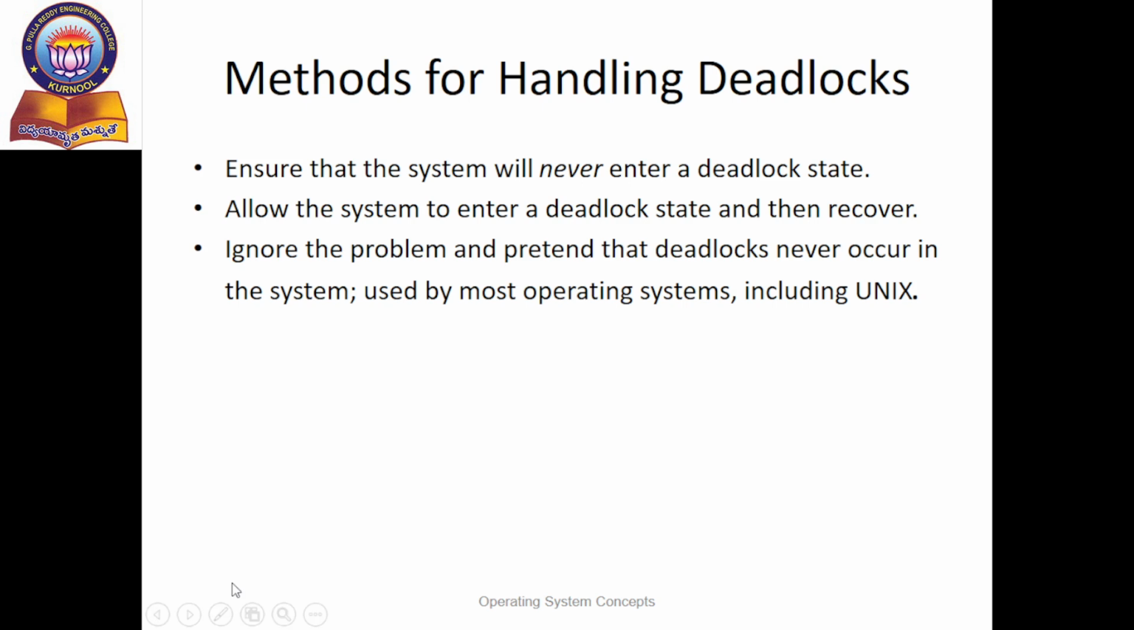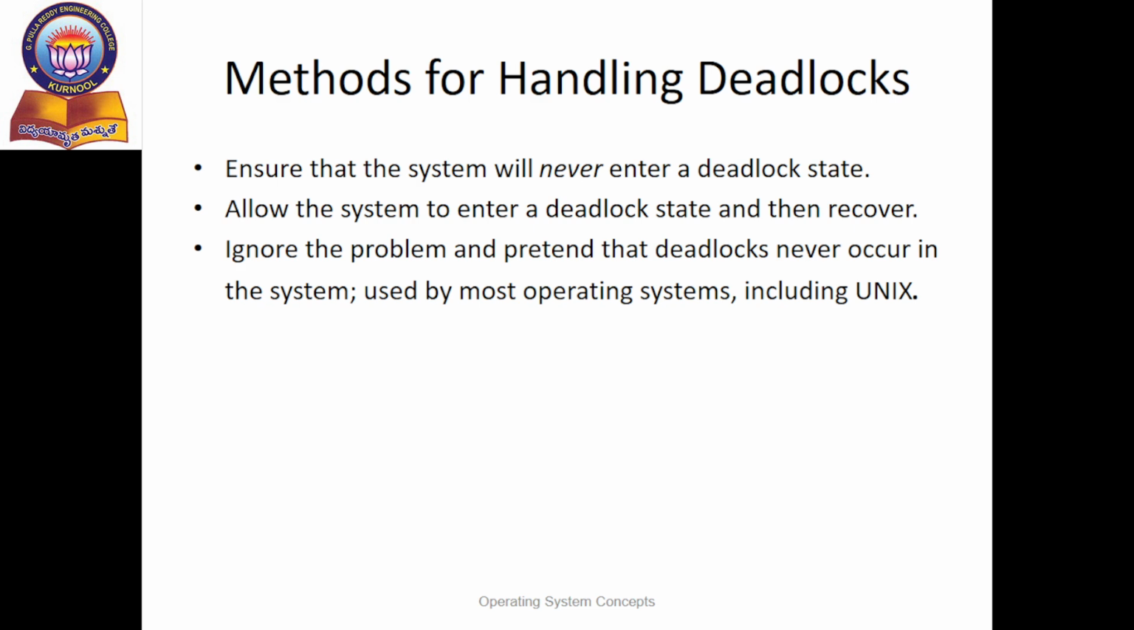Finally, we have methods for handling deadlocks. What are the solutions? We have 4 handling techniques. The first one is deadlock prevention, the second one is deadlock avoidance, the third one is deadlock detection and recovery, and finally the last one is deadlock ignorance.